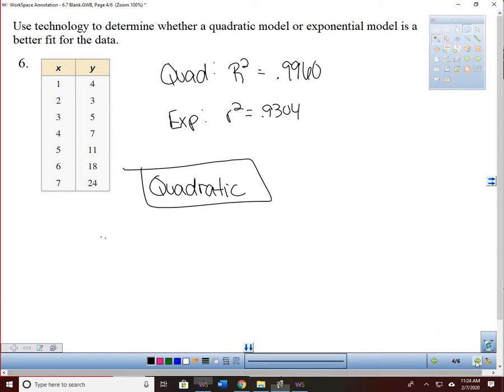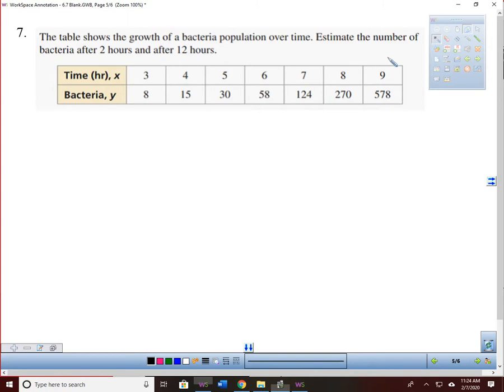Okay? All right, the table shows the growth of a bacteria population over time. Estimate the number of bacteria after 2 hours and after 12 hours. So we have to do this twice. First, we need to come up with an equation that would go with this data. Time is my x, and y is my bacteria.